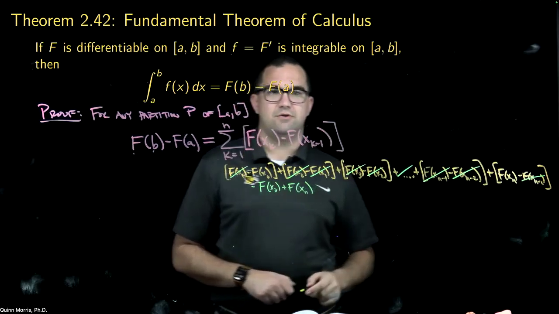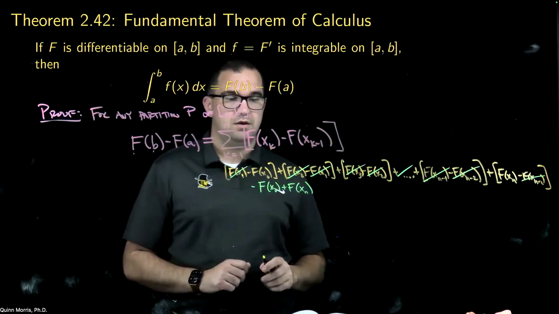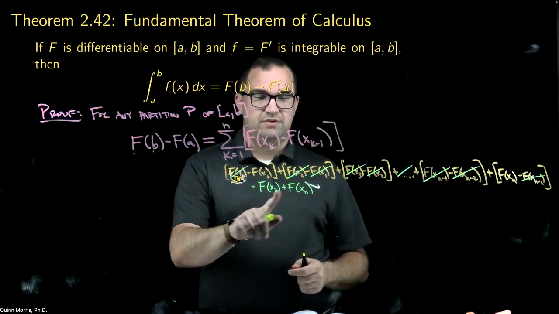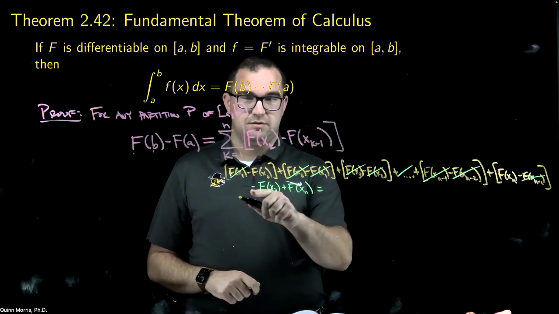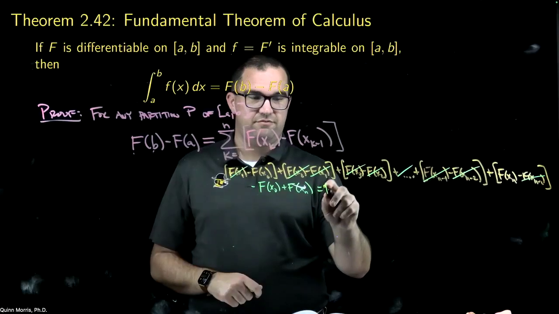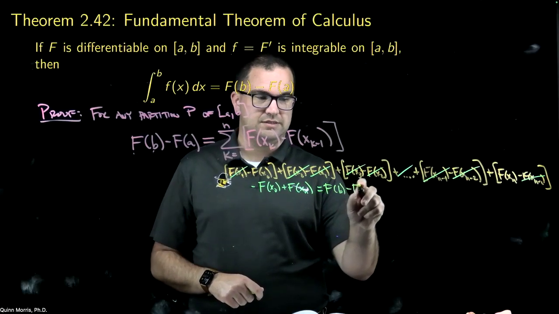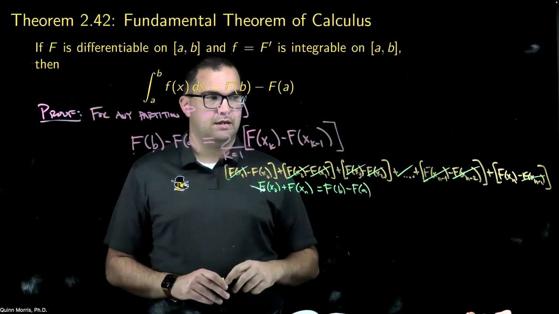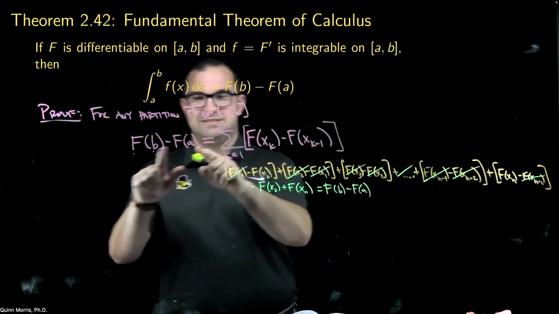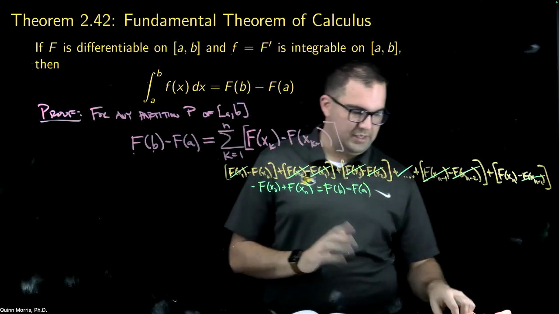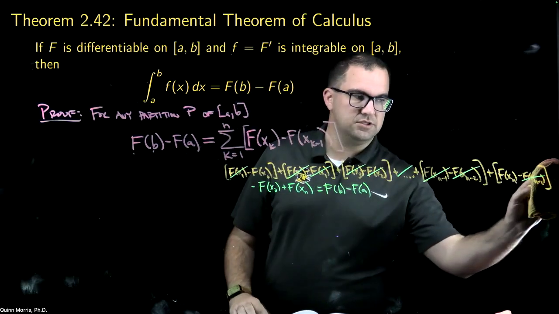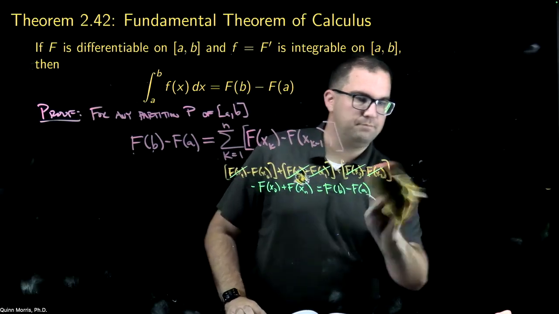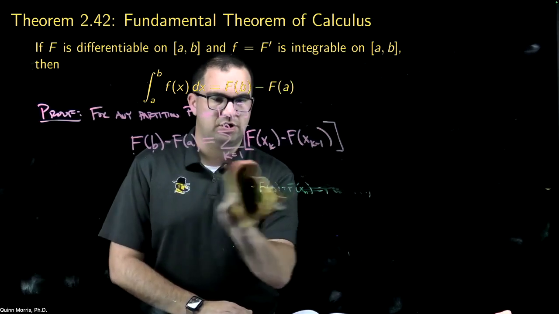But remember, these x values are points in a partition. x_0 is your left endpoint, x_n is your right endpoint. So this is just minus F(a) plus F(b), or F(b) minus F(a). It's easier to see why this is equal to this sometimes than going the other way, but we want to actually start here and rewrite it in this telescoping form. All right, great. Now, how am I going to use that?